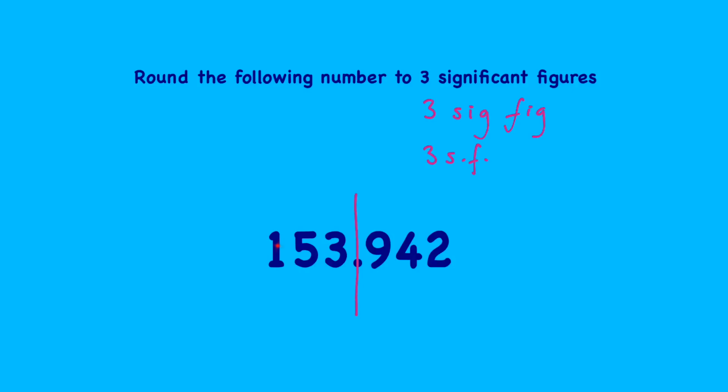There's my first one, my second one, and my third one. So then I look to the number to the right of the cutoff. It is 5 or more, therefore the 3 moves up 1 to 4. So the answer is 154.